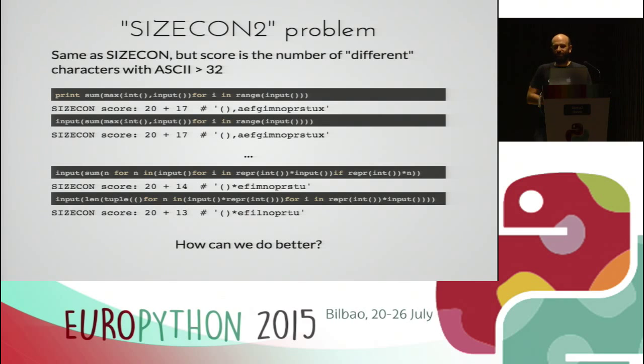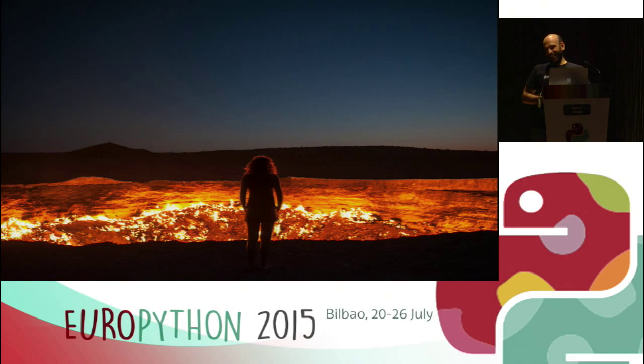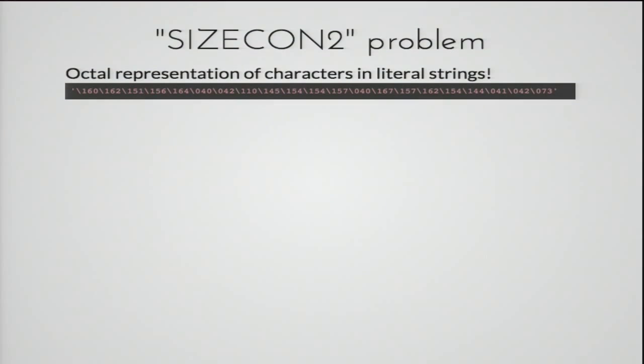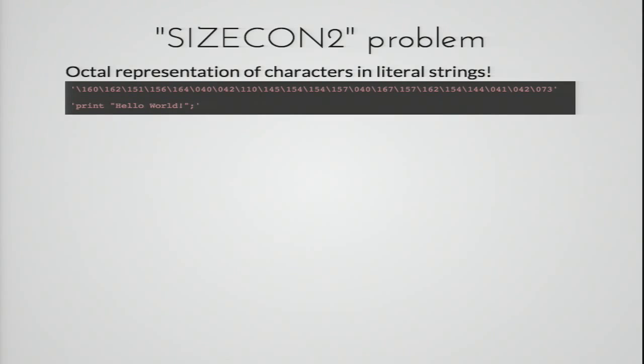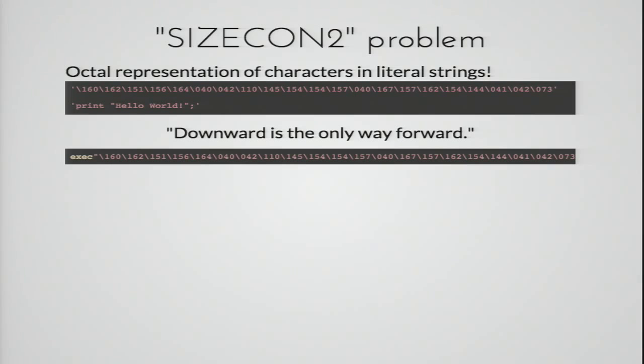How can we do better? And now we are starting to look into the abyss. So, how do you write code with fewer different characters? Maybe octal strings. In octal, you can write a string literal with just a slash and numbers from 0 to 7. And what do you do with the octal string? This is print hello world. I put the semicolon so you can see that this has all the numbers. And going downward is the only way forward.